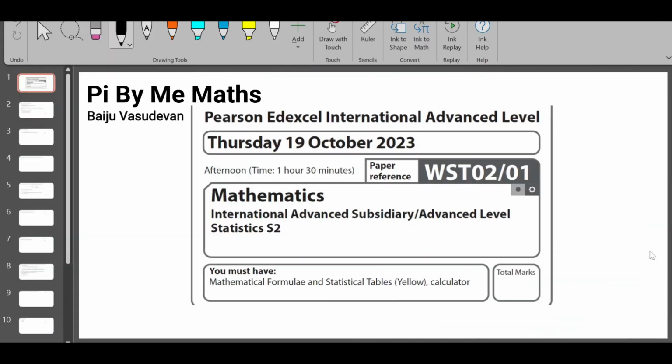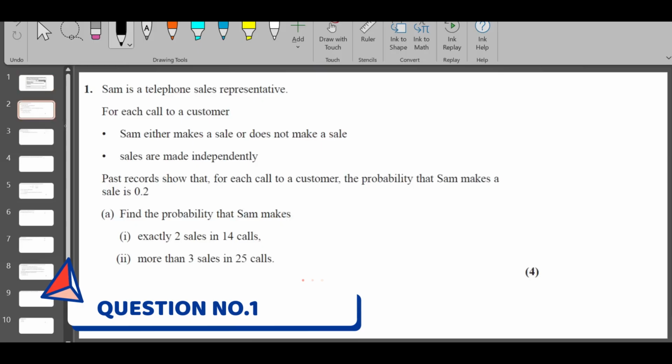This is WST02. Here we are solving the October-November 2023 Statistics 2 paper. Let's look at question number 1.